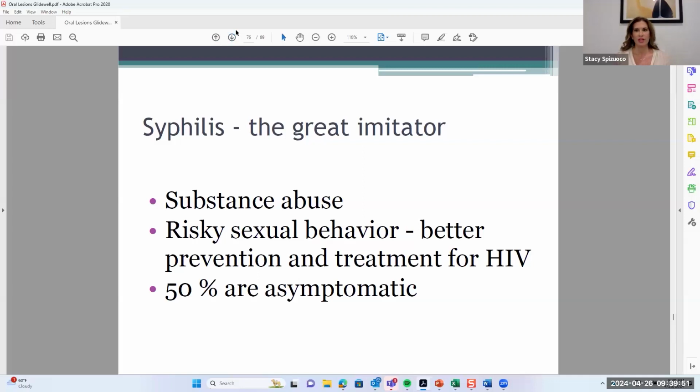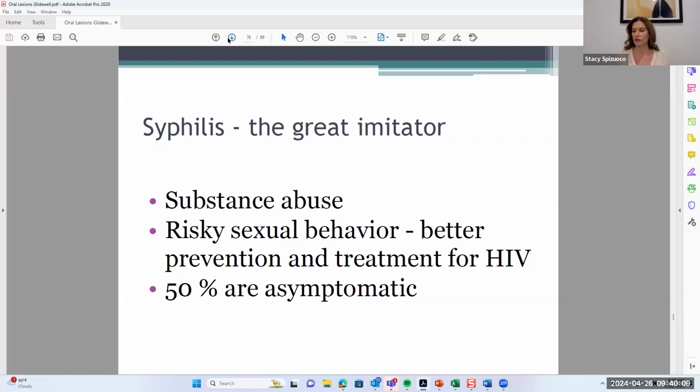Also, a lot of patients are asymptomatic. Like 50% of people with syphilis don't even know they have it. It's a great imitator. That's what it's been called. It's been acting like other diseases, so people don't realize that they have it.